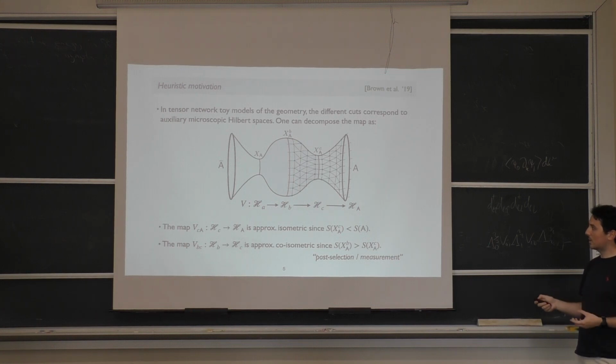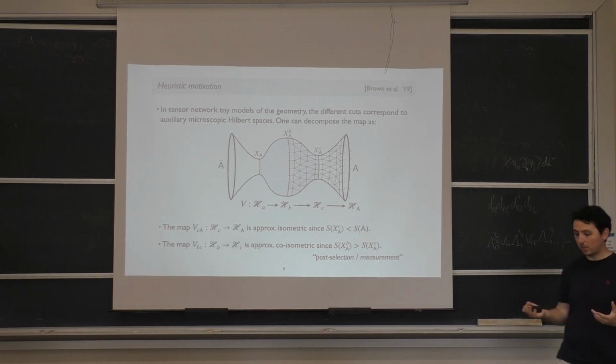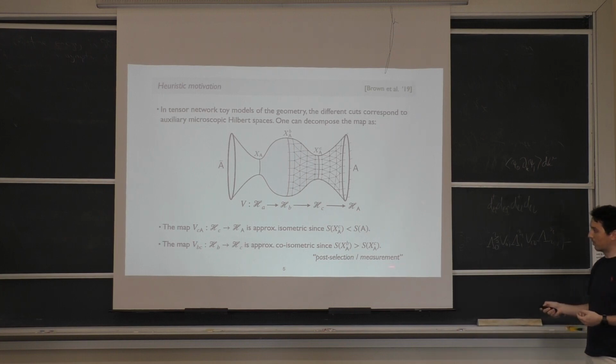So the main idea is that if you go from a larger Hilbert space to a smaller one, under genericity assumptions the map is approximately co-isometric. Whereas if you go from a smaller cut to a larger cut, the map is approximately isometric. So co-isometric means that the inverse map is an isometry, so the map can be thought of as an orthogonal projection or a measurement. Sometimes the term post-selection is used in quantum information.